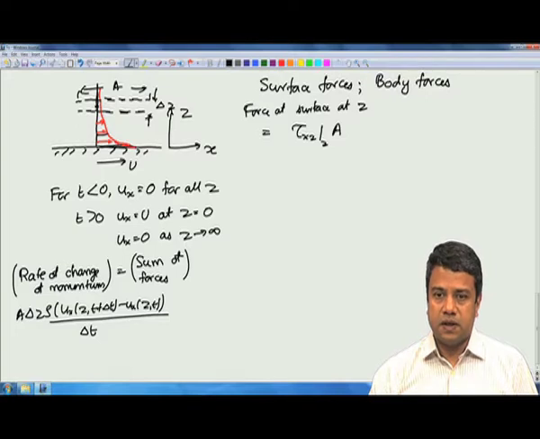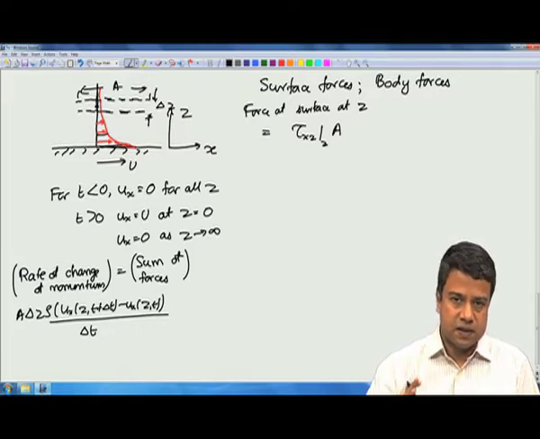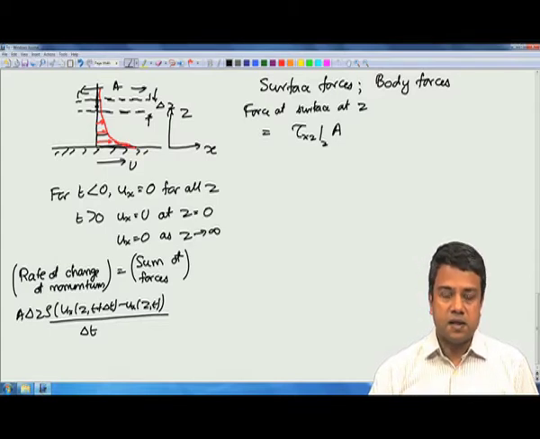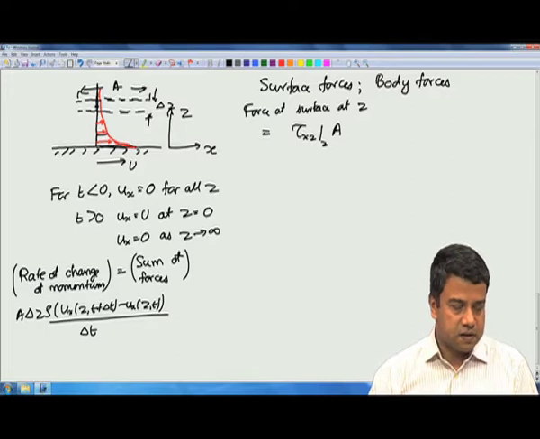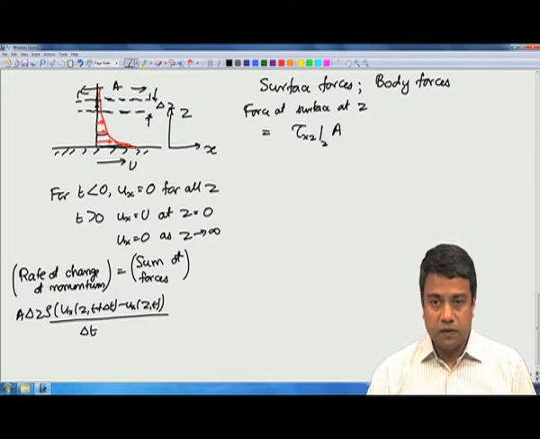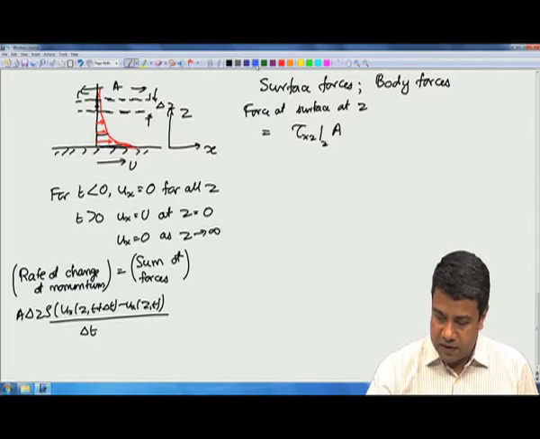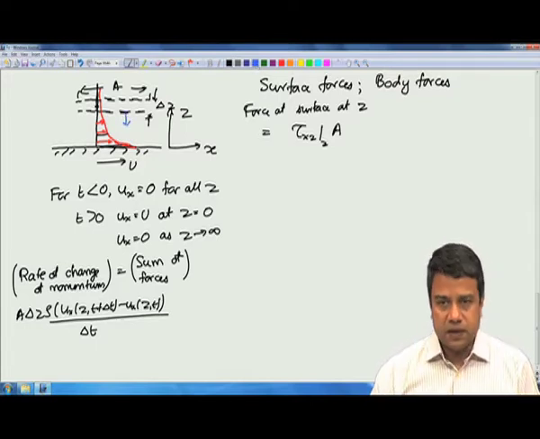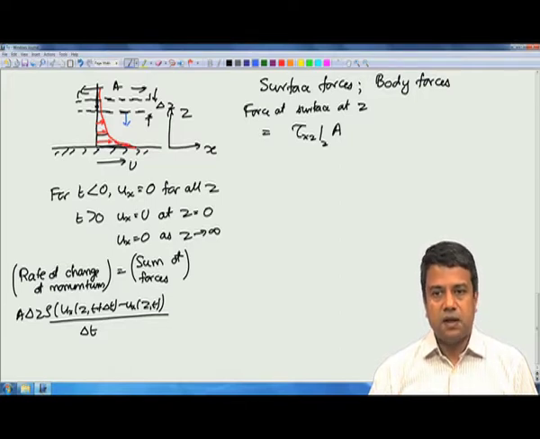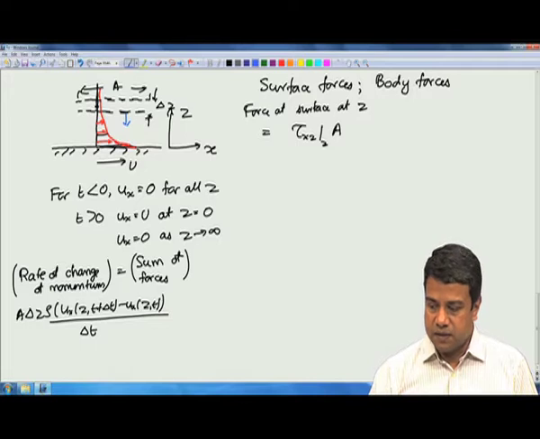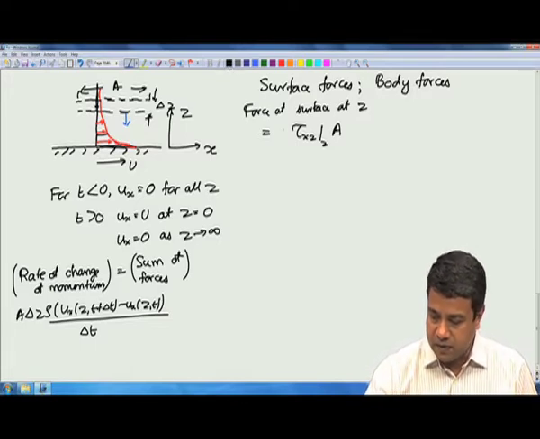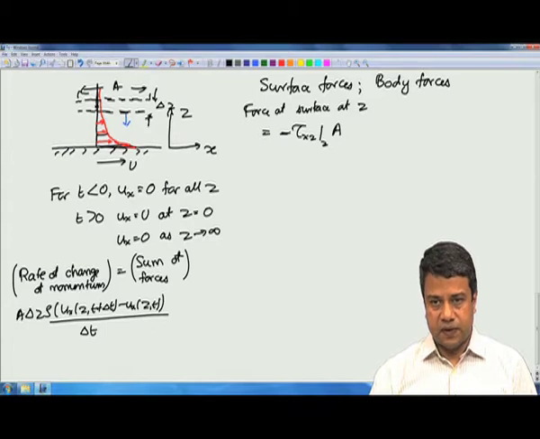Here is where one has to be careful about sign conventions. I told you that in the case of fluxes, the flux is positive if it is going in the plus z direction. In this particular case, the force is considered to be positive if it acts at the surface with outward unit normal in the plus z direction. Look at the bottom surface. At this bottom surface, the outward unit normal to this volume is in the minus z direction. Since the outward unit normal is in the minus z direction, the force exerted at this surface is going to be equal to minus tau x z at the location z.